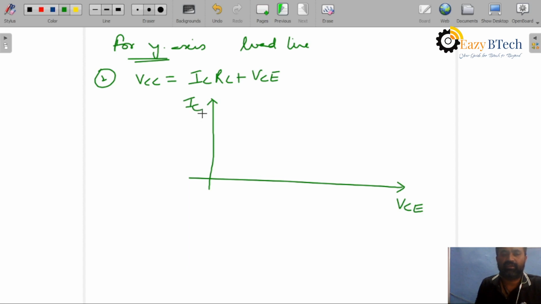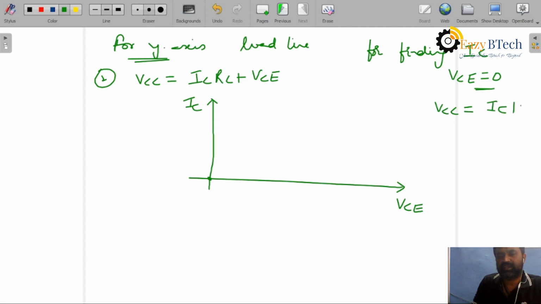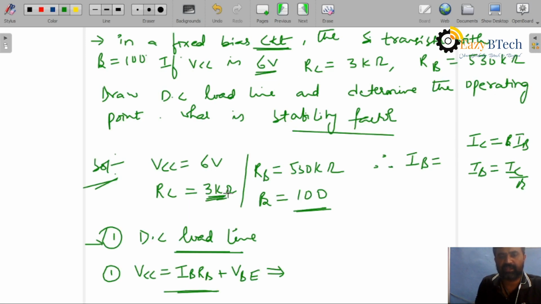Now you can clearly see on the y-axis VCE is 0. For finding IC, VCE is 0. Then we will write the equation VCC is equal to IC RC. From this, to find the IC value, that is VCC by RC. VCC how much? 6 volts. RC how much? In the given problem, RC is 3 kilo ohm.